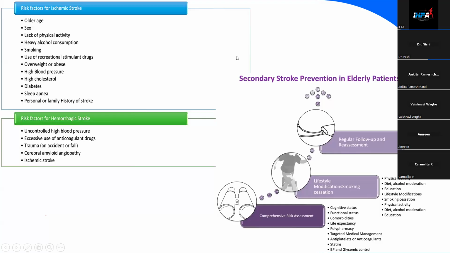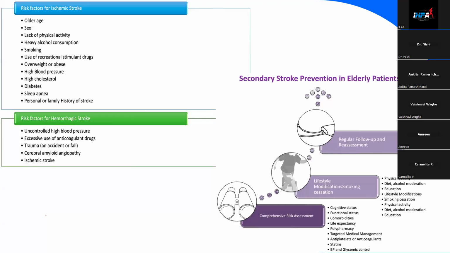So how will you screen such patients? Obviously, there are different screening strategies. You take a history of family history, the age, the sex, other comorbidities like diabetes and hypertension, and also the physical activity history. You take all this history to screen whether the patient is at higher risk of stroke or not. If they are at high risk, you have to immediately start lifestyle modification so that the chance of developing stroke is reduced.